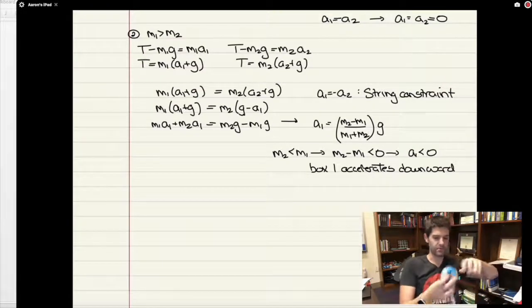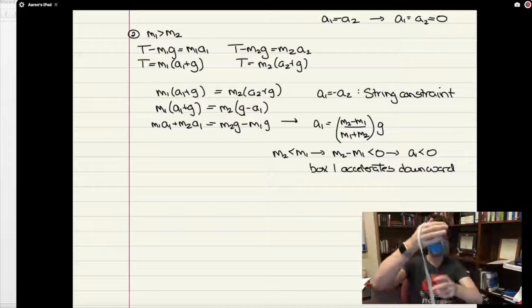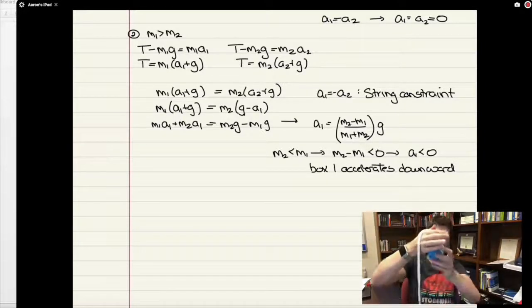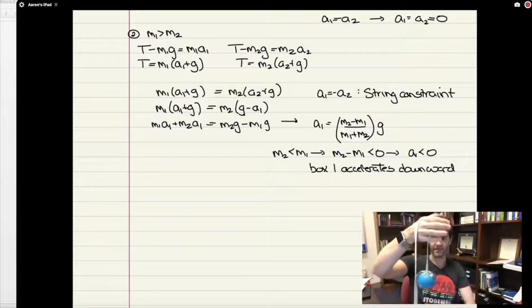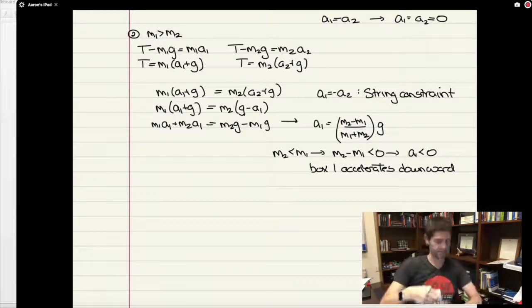And again, I think that's what you intuitively expected, even if you didn't quite follow the math, and we could revisit the problem again. The more massive object accelerates downward, while the less massive object accelerates upward.